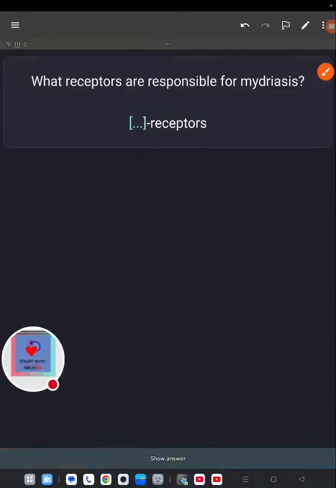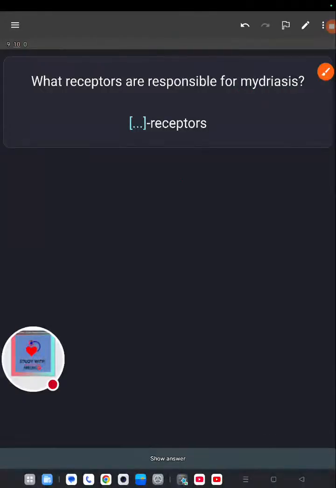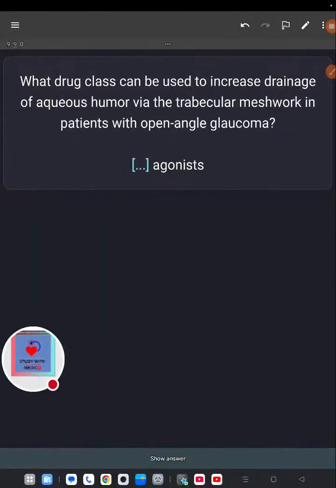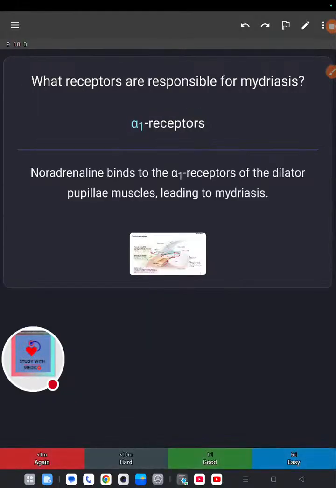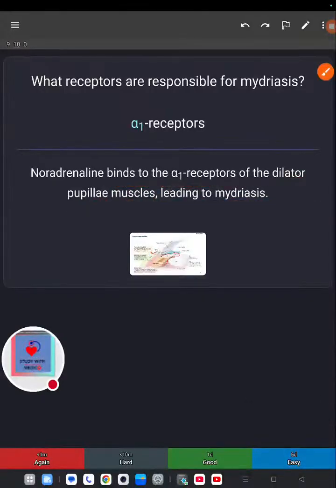What receptors are responsible for mydriasis? Alpha 1 agonist, alpha 1. What drug classes were given here? Noradrenaline acts on alpha receptors of the dilator muscle.